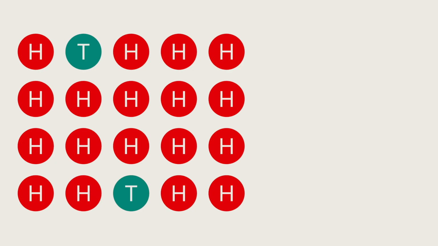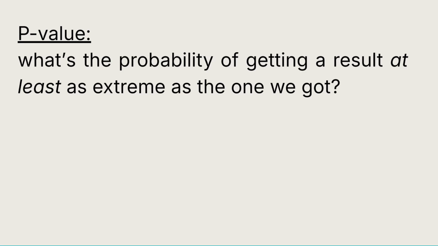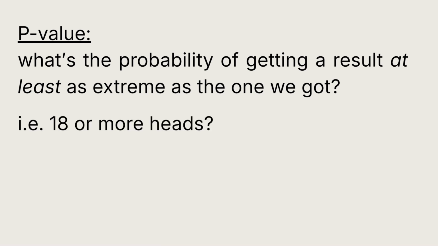So the p-value isn't just the chance of getting 18 heads, it's getting 18, 19, or 20 heads. And why is that? Well, getting 19 heads or 20 heads is more extreme than 18, and anything 18 or more is going to be classed as unusual in this example. So when we calculate a p-value, we always ask, what's the probability of getting this result, or something more extreme, assuming the coin is fair?